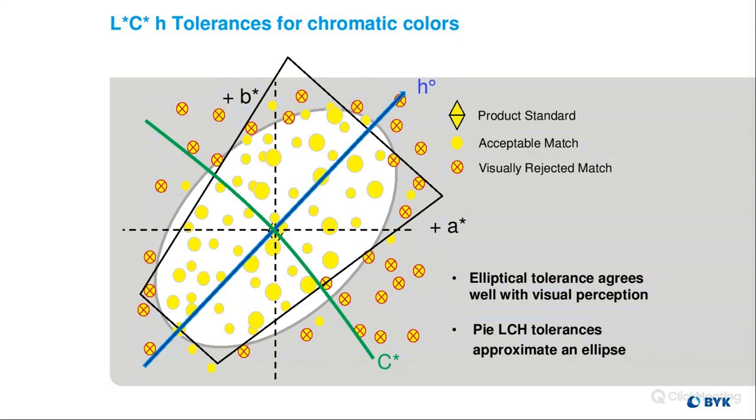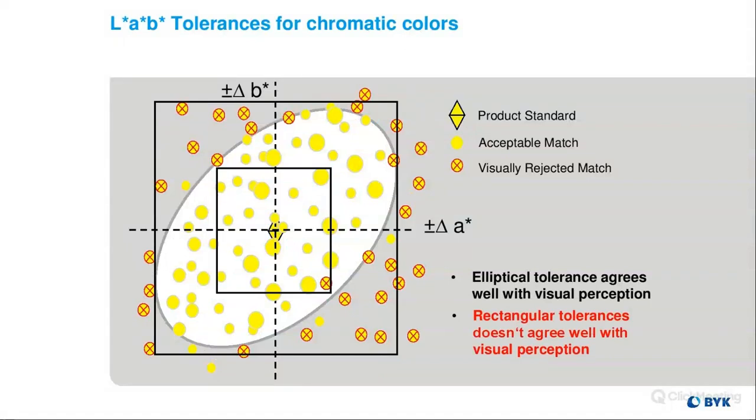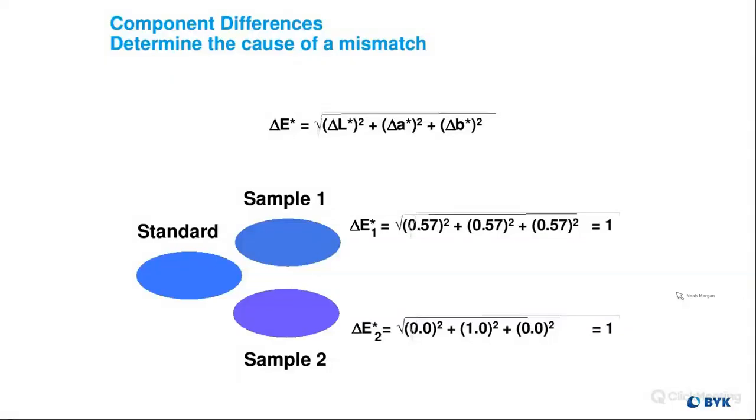So with that, we have the LCH tolerances for chromatic colors. We can see it creates more of an elliptical shape here that agrees well with our visual perception, instead of the LAB system. So you can see that this is a lot better than before with the squares. This is just one of the examples of tolerancing and how these different equations and different coordinate systems are better with certain colors and worse with other colors.